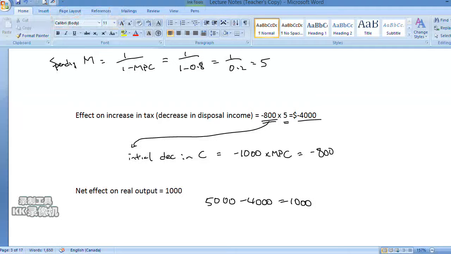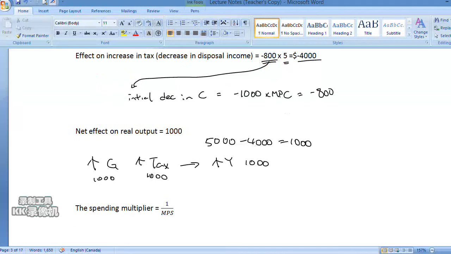So what we are seeing here is an increase in government spending by 1,000 with an increase in tax by 1,000, which is going to give us a net effect of increase in real GDP of $1,000. So in this case, we say that the balanced budget multiplier is 1 because the overall effect in GDP is the same as the increase in government spending.